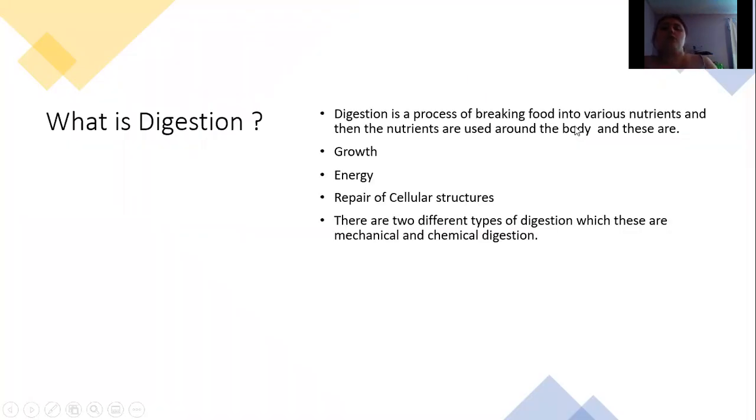What is digestion? Digestion is a process of breaking food into various nutrients, and then the nutrients are used around the body. For the digestion process to work, for growth, energy, and repair of cell structures, there are two different types of digestion: mechanical and chemical digestion. I will explain these in my slides later on.